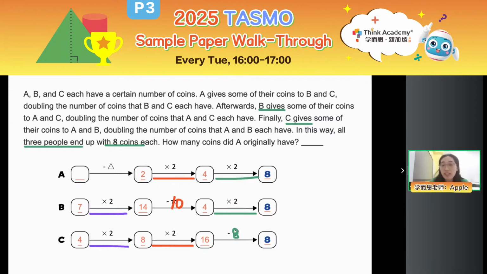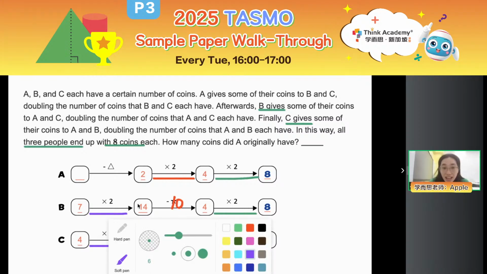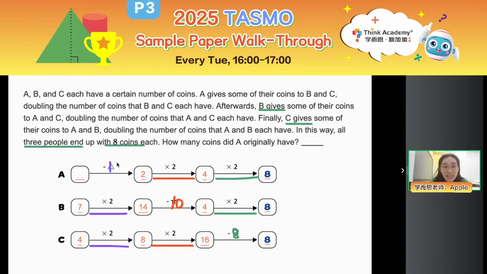Then how can we figure out the value of the triangle? Well, you see from 7 to 14 increased by 7. From 4 to 8 increased by 4. So altogether, A gives away 11 coins to B and C, right? So again, when you think backwards, 2 plus 11, originally A had 13 coins at first, okay? So this is answer 13.